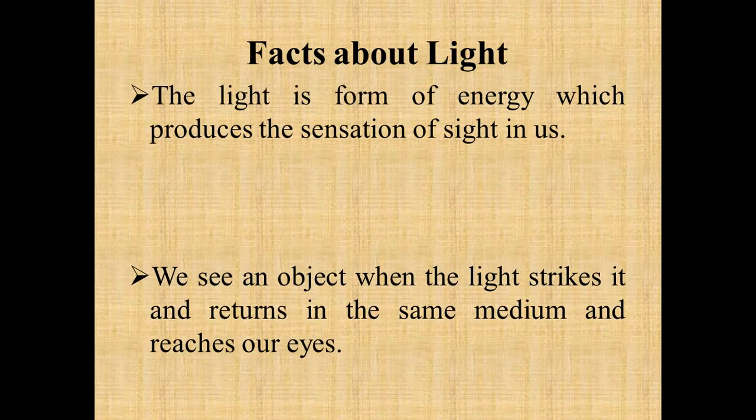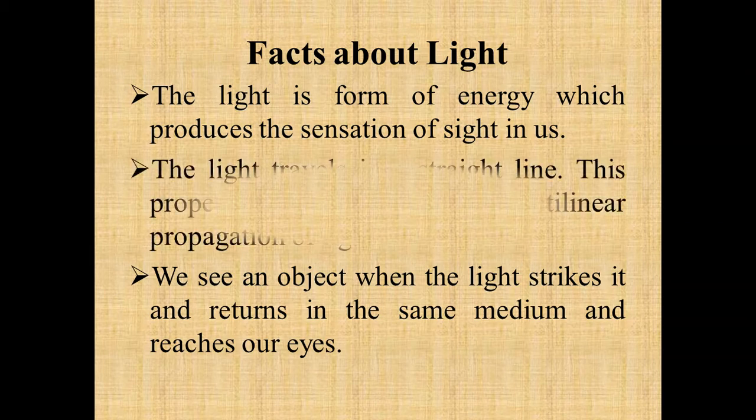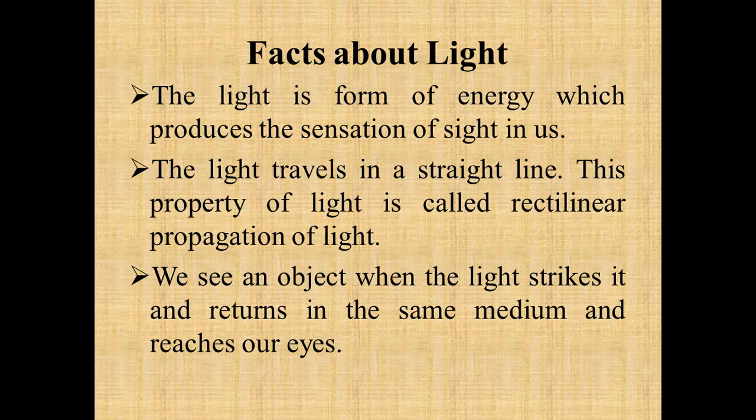There are a few facts that we already knew about the light, that light is a form of energy which produces the sensation of sight in us, and definitely we can see the object when the light strikes it and returns in the same medium. So the light travels in a straight line, and this property of light is known as rectilinear propagation of light. So light travels in a straight line.